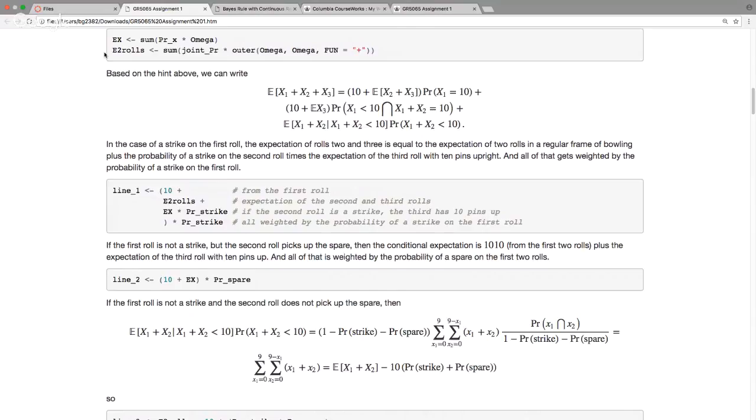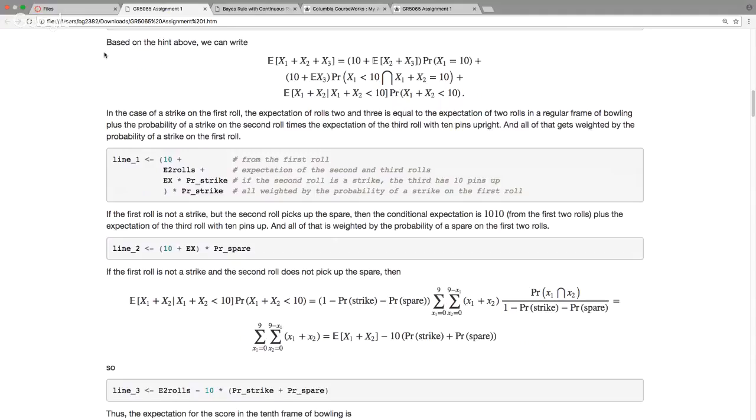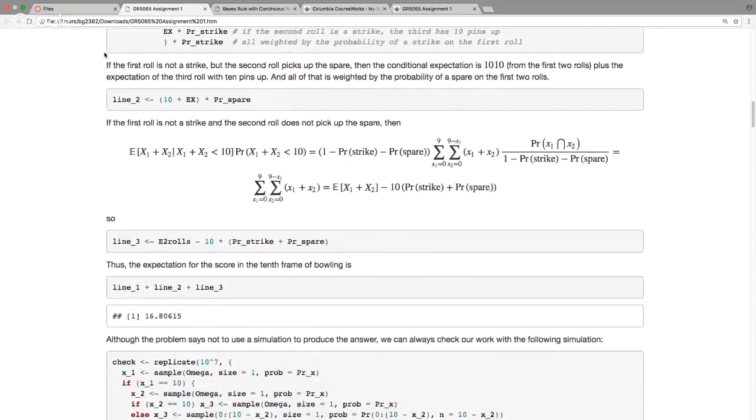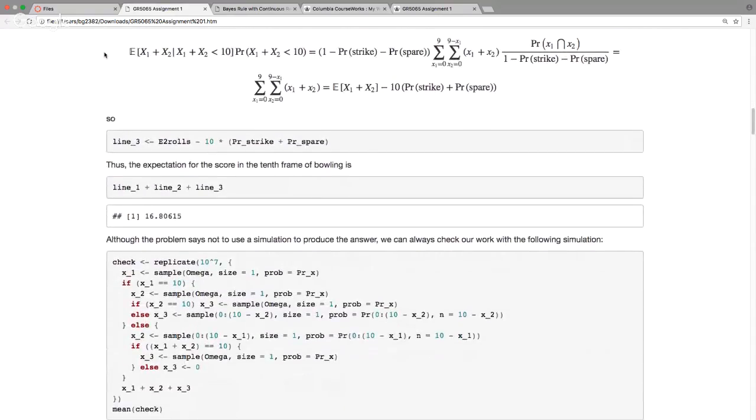Second line is actually probably the easiest one. Want to multiply the probability of getting a spare times 10, which is what you get for your first 2 rolls, plus the expectation of your third roll when there's 10 pins up. Finally, the third line there, what's the conditional expectation when you do not even get a spare? And so there is no third roll to give you extra points or whatever. You can go through the math on that.